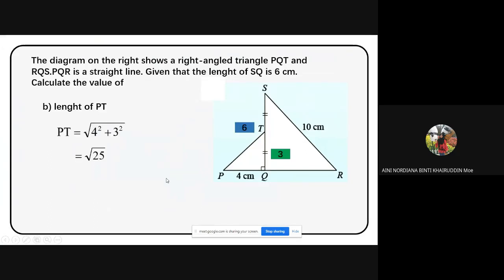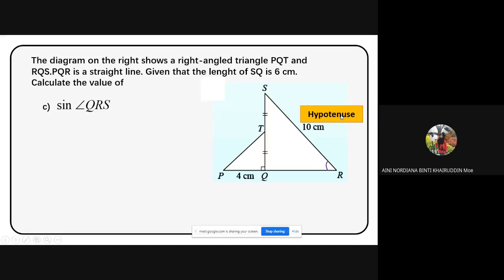Okay, I will continue. The PT is 5. Next, sine angle QRS. Look at the letter in the middle, which is R. So R is here, so this is the hypotenuse. SQ is the opposite side for angle R, and QR is the adjacent side.